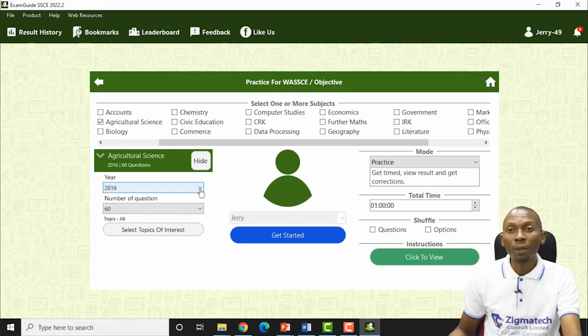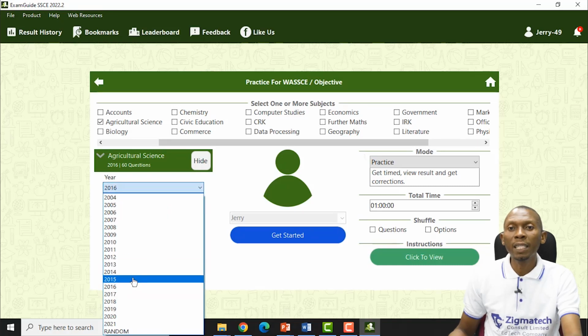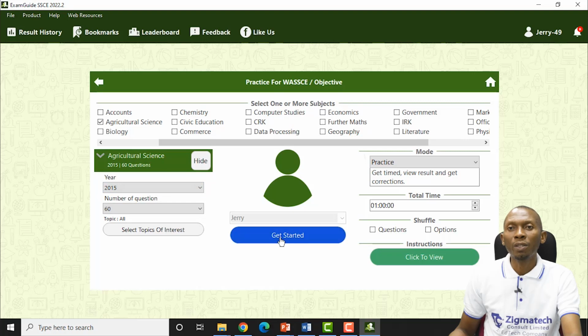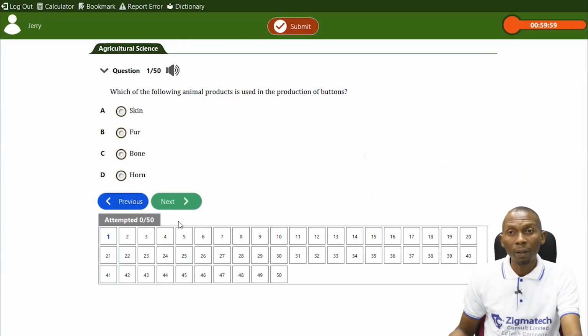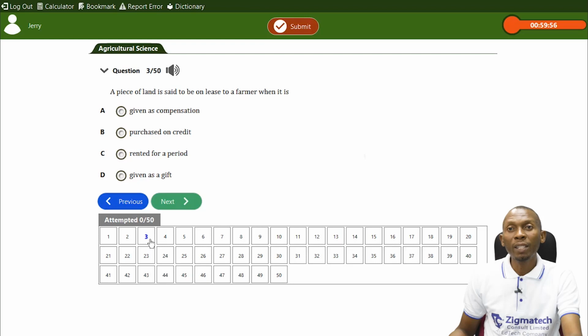Then let's take another question from 2015. This question states that a piece of land is said to be on lease to a farmer when it is: A, given as compensation, B, purchased on credit, C, rented for a period, and D, given as a gift. The answer is C, rented for a period.